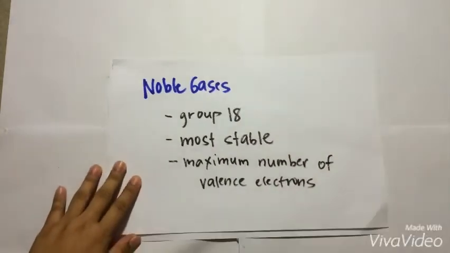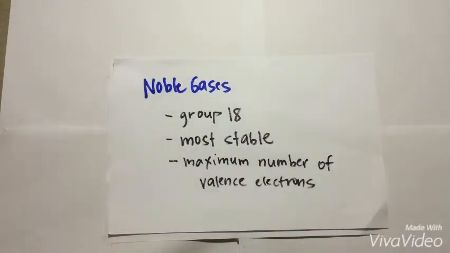Parts of the periodic table. So we have the noble gases. Noble gases are the chemical elements in group 18 of the periodic table. They are the most stable due to having the maximum number of valence electrons.